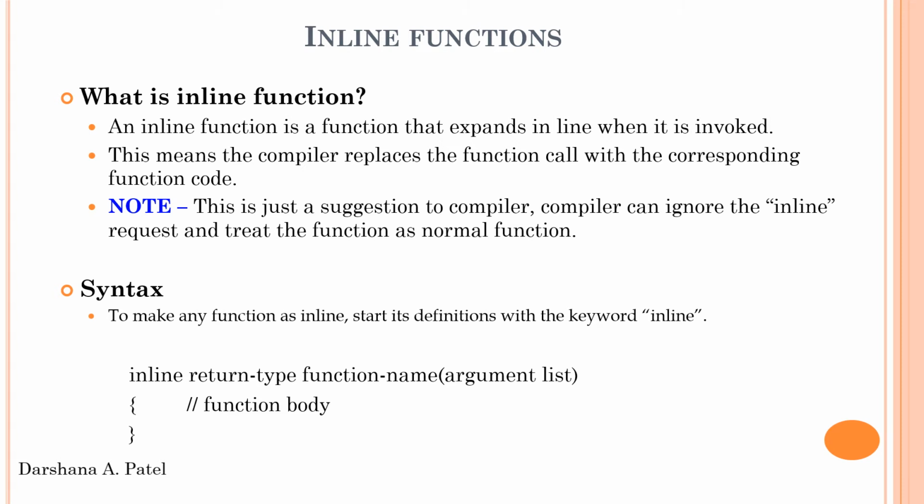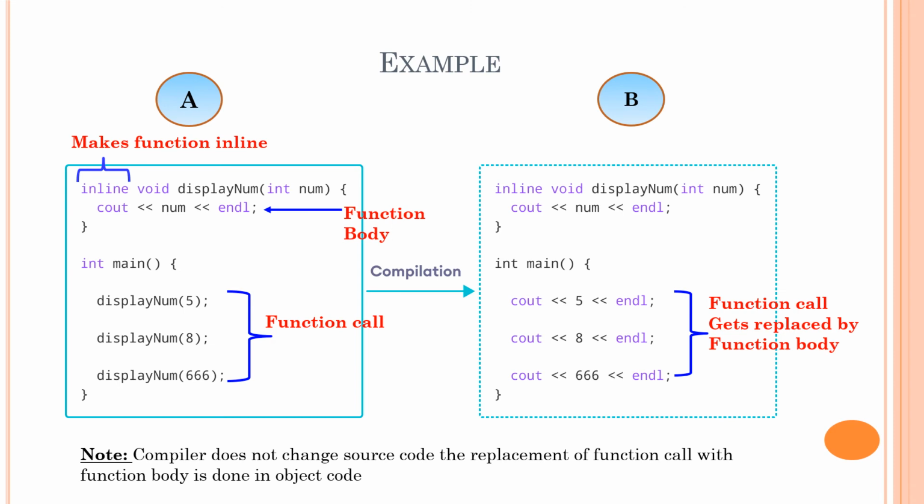So how to create an inline function, or what is the syntax? Now, to make any function an inline function, start its definition with the keyword inline. As shown, let us look at the syntax. Inline keyword, then the return type of the function, followed by the function name and the argument list, then the function body. Now let's look at an example of an inline function.